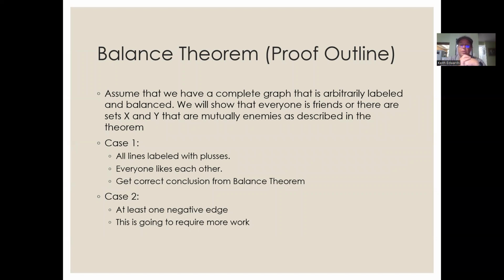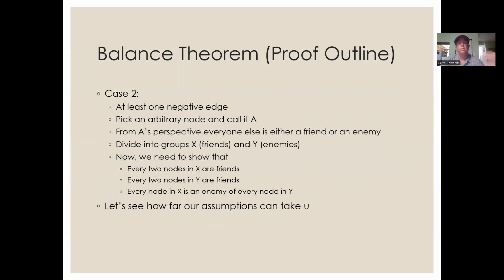Case number 2 gets a bit trickier. We have at least one negative edge. So what do we do? We pick an arbitrary node and call it A. From A's perspective, either everyone else is a friend or an enemy.